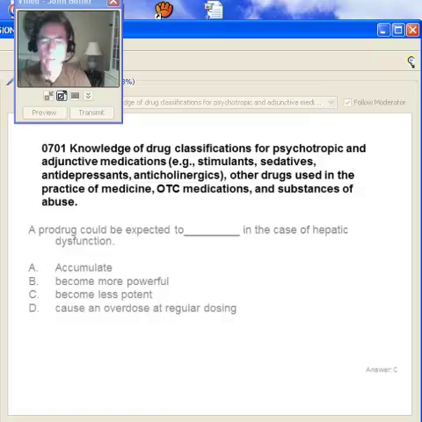So what would be the answer to this question? It's less potent, right? Because of your hepatic dysfunction, you're not able to make the drug active from the prodrug state. So yeah, it becomes less potent. So you'd have to give a whole lot more drug.